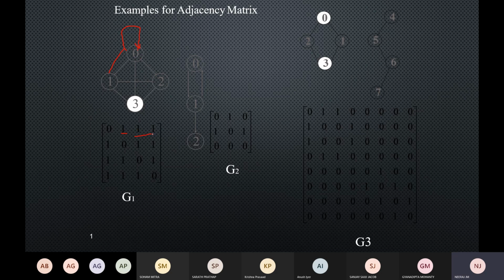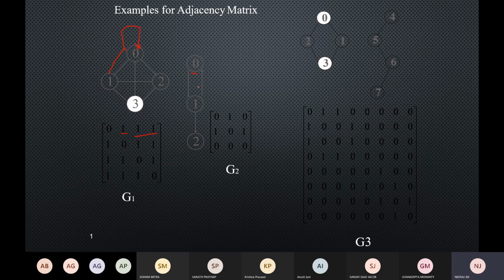And is 0 connected to 3? Yes, it is connected. That's how you keep doing this, and you finally find it. So these are the 3 examples I've given. When I share the PPT, and you're not able to understand any one of these examples, you can always contact. This is how the undirected graph adjacency works, undirected and directed.